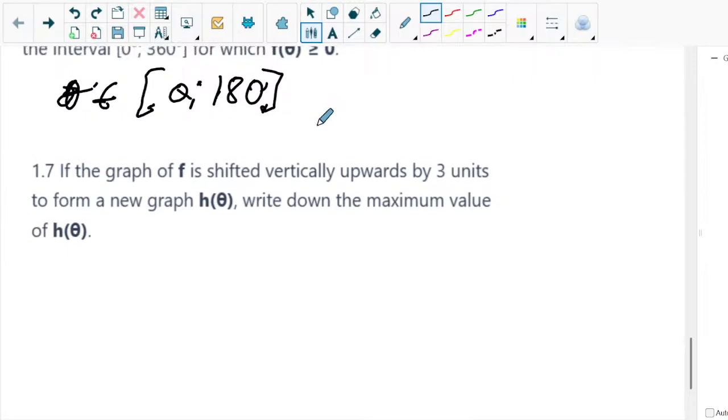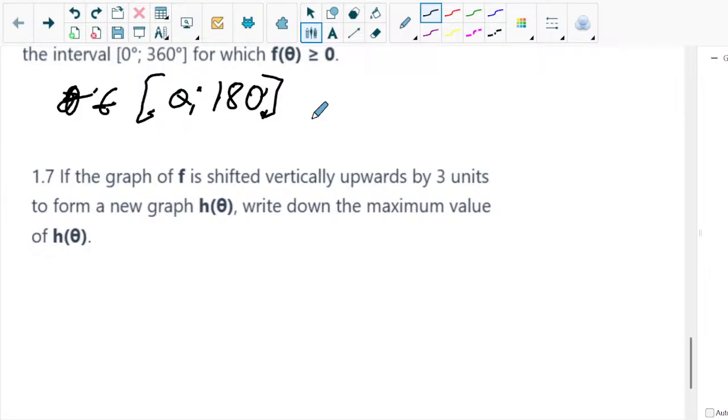Repeat the question. If a graph of f is shifted vertically upwards by 3 units to form graph h of theta, write down the maximum value of h of theta. Now we are shifting it how many units upwards? 3 units upwards.